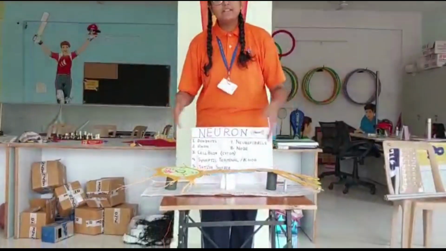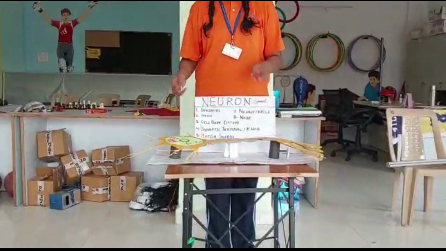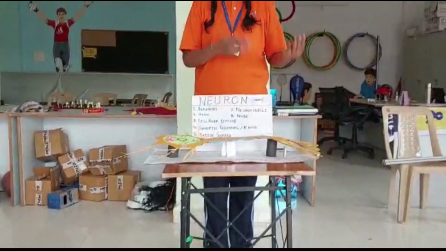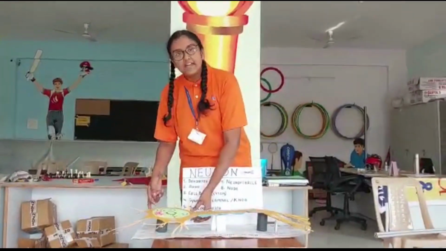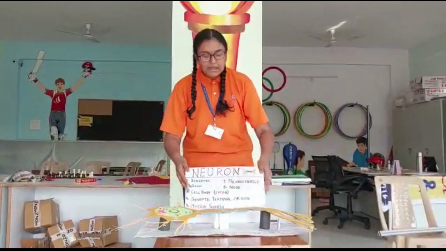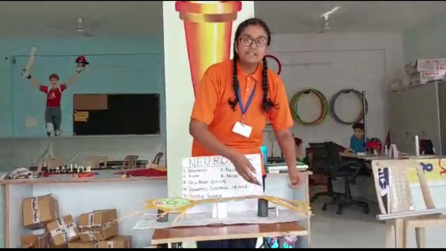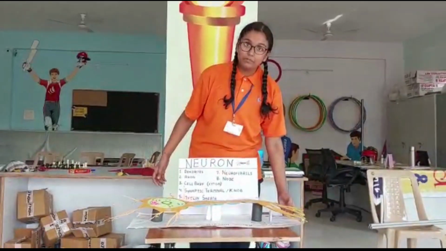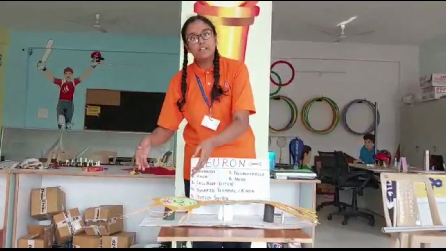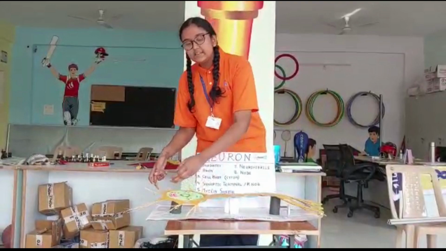Now we are going to the structure of the neuron. Basically, the structure of the neuron is divided into three parts. The upper part is the cyton and the dendrites. The middle part contains the axon and some other parts. And the end part is the synaptic terminal or the synaptic nerve. First we will go with the upper part. This is the cyton and these are the dendrites.